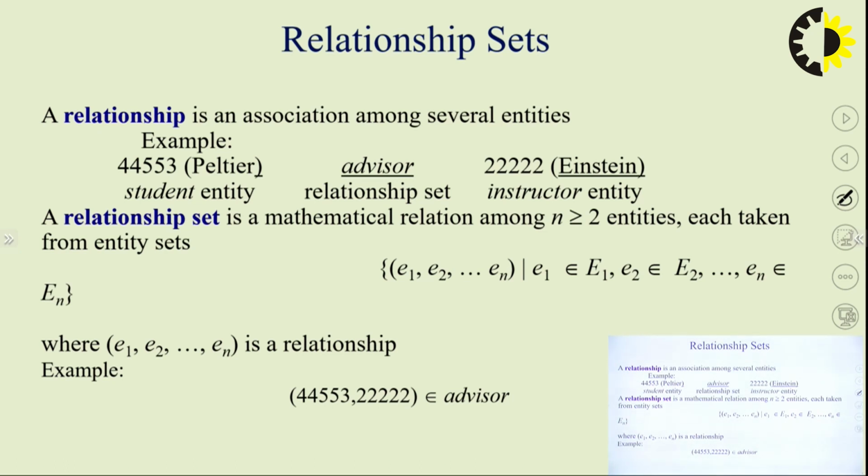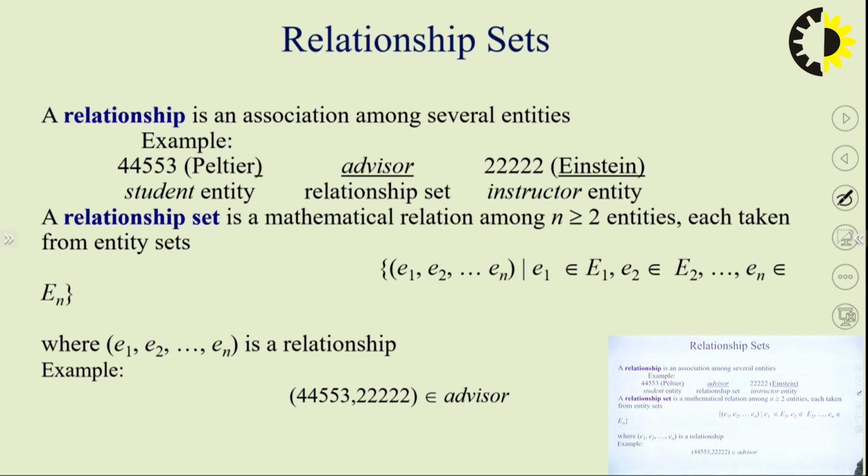Relationship set. A relationship set is an association among several entities. So, if we want to get the information for a particular enterprise, we join the entities with a relationship. Like in the example here, Platiler is a student entity with student ID 44553, and Einstein is an instructor. This is an instructor entity. So, both the entities will be collectively used with a relation. They have some relation among them called advisor, and that is a relationship set.